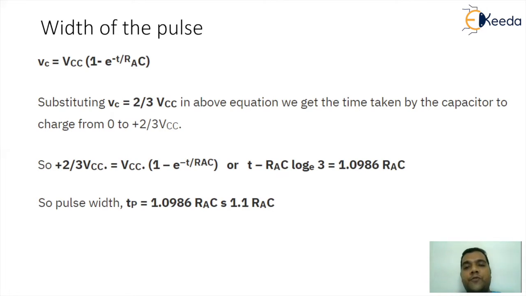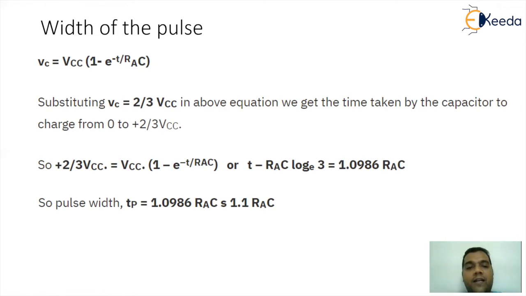So now what will happen? When I substitute the value, whenever the capacitor voltage reaches 2/3 VCC, the system output is going to go to 0. So that is going to be the on time. That's the reason we are calculating how much time is taken by the capacitor to reach that value of 2/3 VCC. So when I substitute Vc equal to 2/3 VCC, the value of t will come as 1.1 Ra into C. So this is the final value.